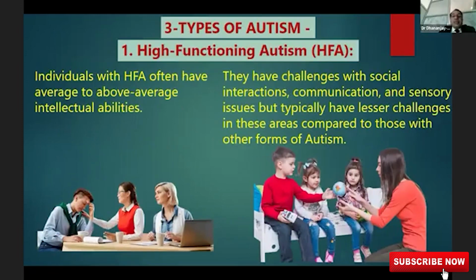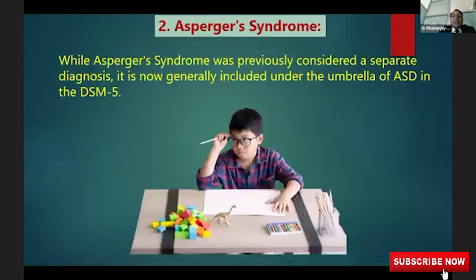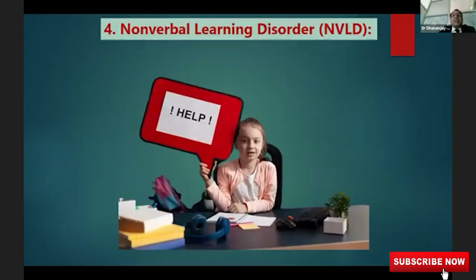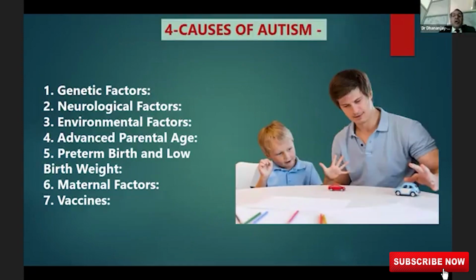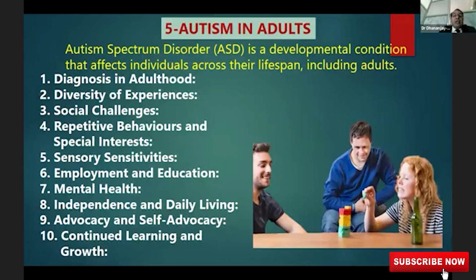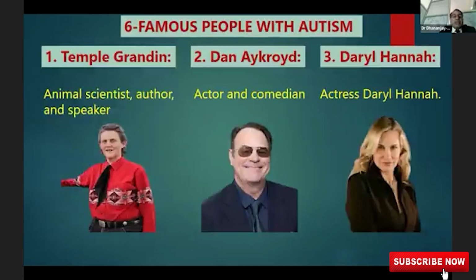Then high functioning autism: the child has more than average intellectual ability and social interest, but they have fewer challenges. These are the types which are now included in DSM-5 under Autism Spectrum Disorder. What are the causes? Causes are not very clear, so we will not discuss in detail. Genetic, neurological, environmental, still it is under research. Autism in adults is also a challenge because diagnosis is also a challenge due to various reasons.